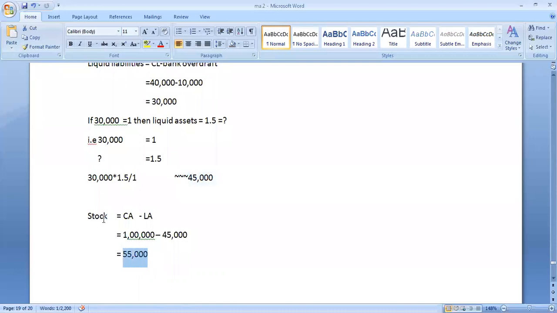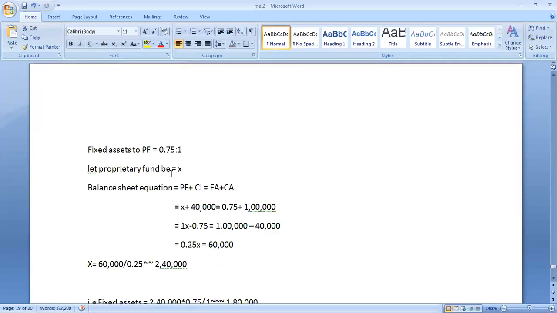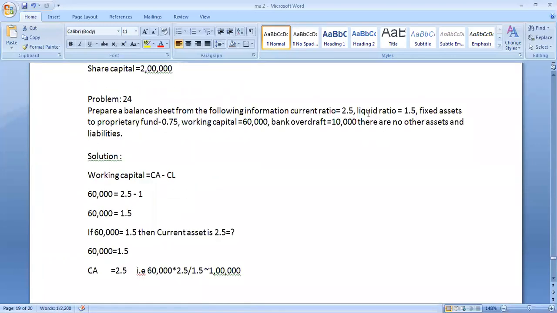Clear? Now, when you record it in the balance sheet, you need to record only two items: the stock as 55,000 and the liquid assets as 45,000. Remember, whenever a liquid ratio is given, you need to compulsorily find out the liquid liability, along with the stock and the liquid assets. Clear? Now there is one more piece of information: fixed assets to proprietors fund.